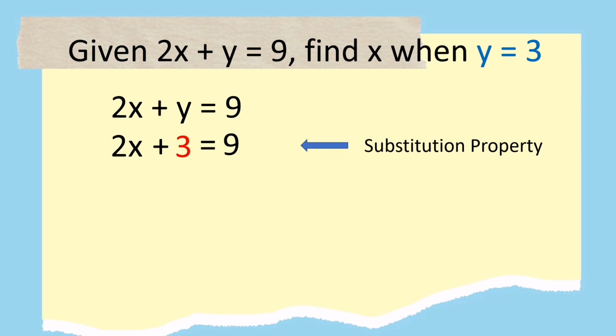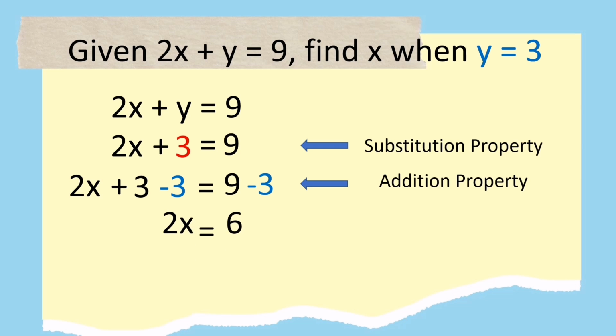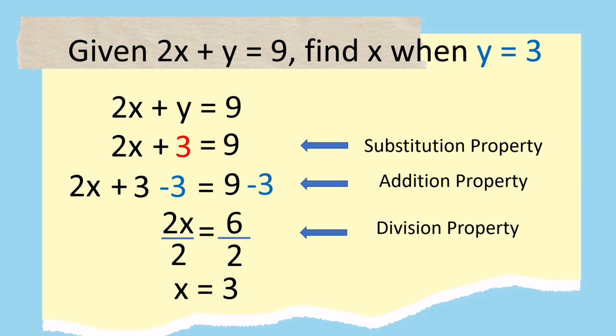And to isolate 2x on the left side of the equation, we use the addition property of equality by adding negative 3 on both sides of the equation. This becomes 2x plus 3 minus 3 is equal to 9 minus 3. If we simplify this further, it becomes 2x is equal to 6. And to solve for x now, we will use the division property of equality by dividing both sides of the equation by 2. So, the value of x is equal to 3.